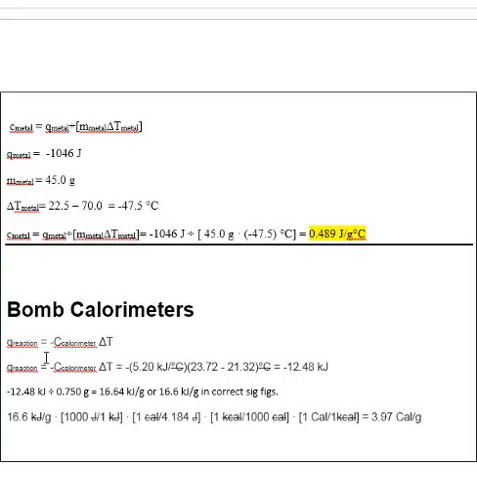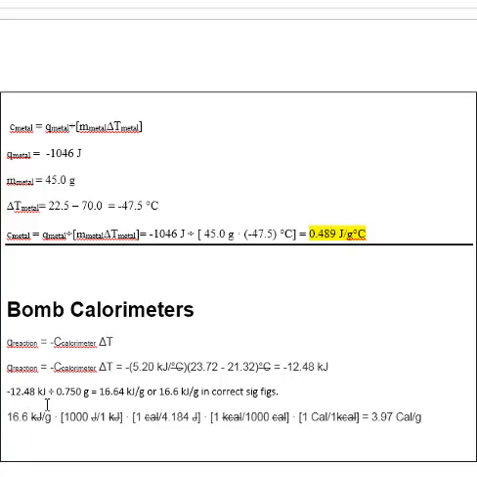Bomb calorimeters. Q reaction equals negative C calorimeter delta T. Q of reaction equals negative 5.2 kilojoules per degree Celsius times 23.72 minus 21.32 degrees Celsius equals negative 12.48 kilojoules.